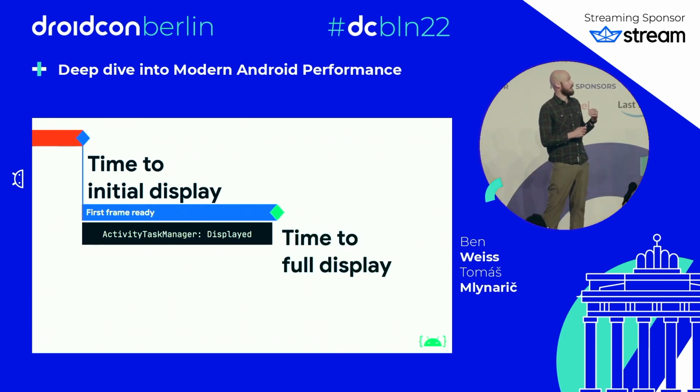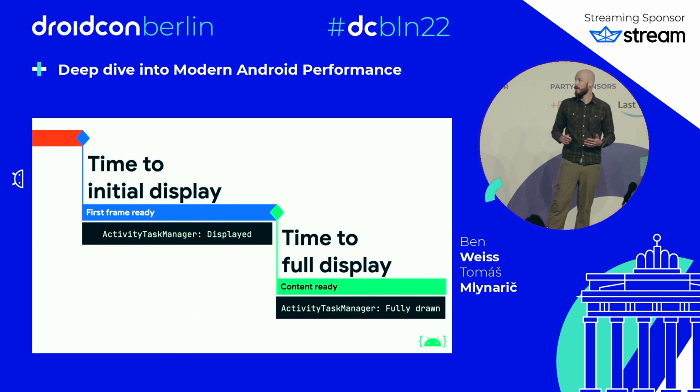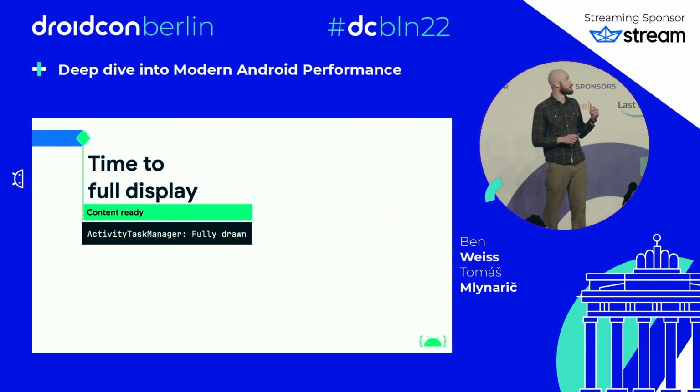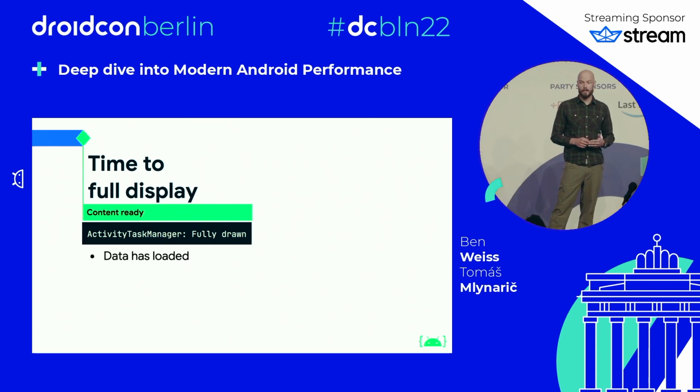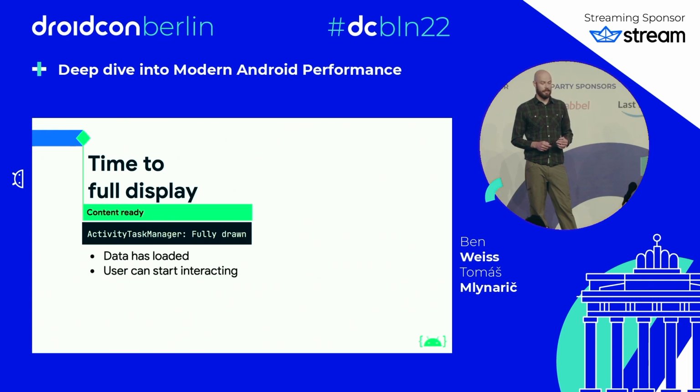And on top of that, there is time to full display. Time to full display means that your content is ready, and the ActivityTaskManager shows you that by showing Fully Drawn. This is a state that you have to find yourself. It is reached when your data has been loaded and the app's content is ready to be displayed. It's not necessarily a specific frame in that time, but it's best effort when enough data is loaded so the user can start interacting with your application. This can't really be automated, so you have to know when the user can take over and start using the application.